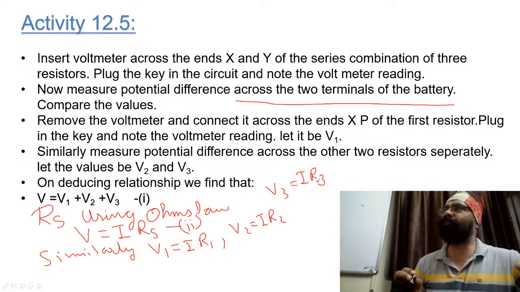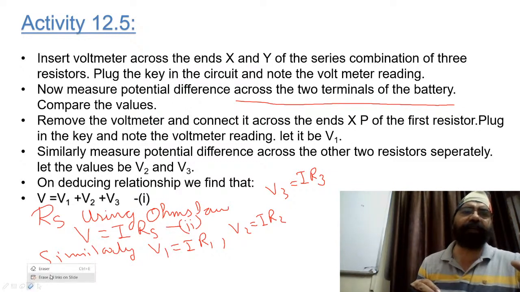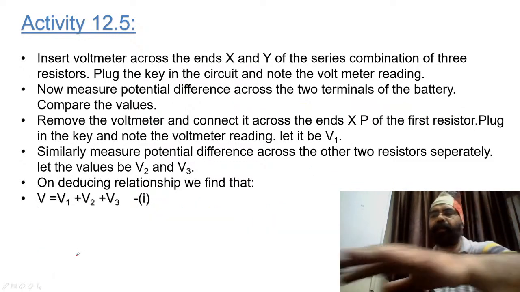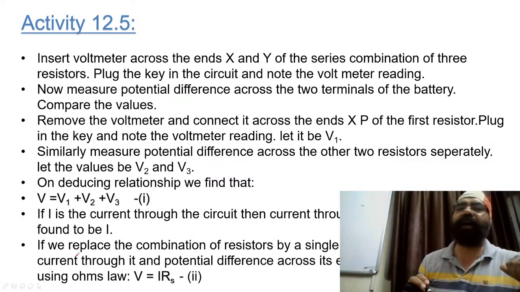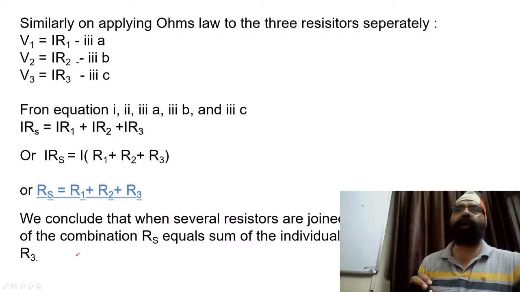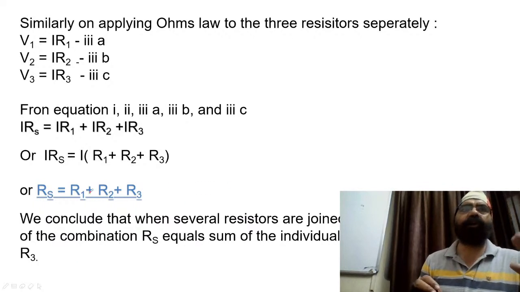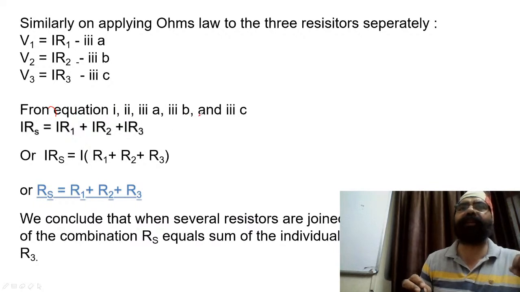Now I put these values in the first equation. I'll erase this and take you there. We get V is equal to I RS, that's my second equation. And similarly, on applying Ohm's law to the three resistors, I get V1 is equal to I R1, V2 is equal to I R2, and V3 is equal to I R3. So from equations 1, 2, 3a, 3b, and 3c.